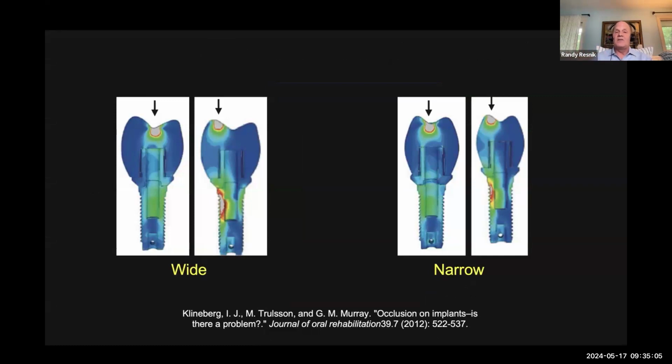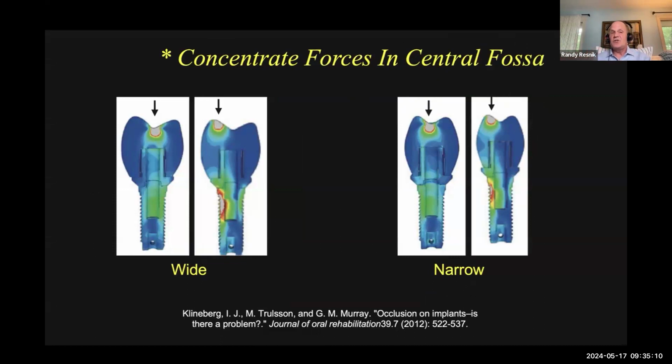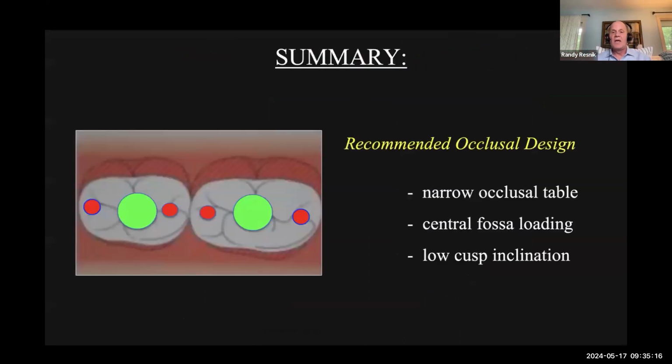So we don't want those cusp tip loading because that's going to lead to shear forces. So the bottom line, concentrate the forces in the actual central fossa. So what is our final design? Let's have a summary on this.